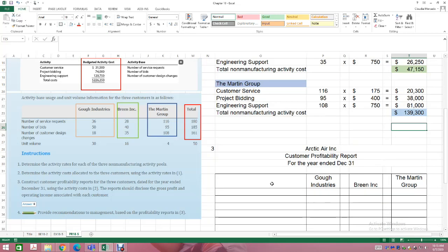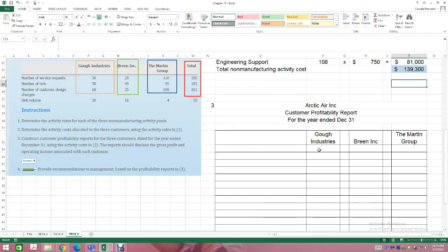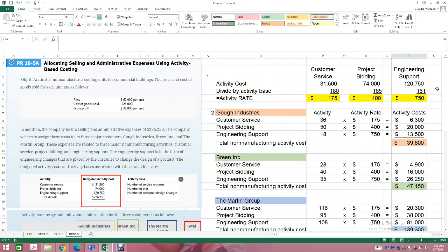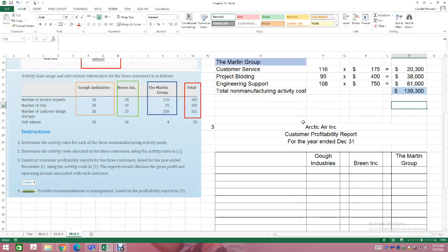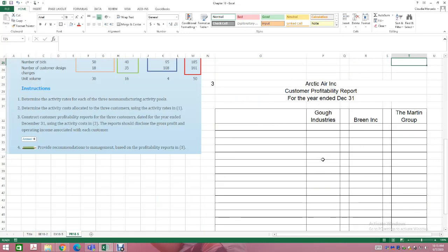Now requirement number 3, they're asking us to construct a customer profitability report for the 3 customers for the year ended December the 31st using the activity costs in number 2. So whatever you did in number 2 will be used in number 3. That's why in accounting you cannot make mistakes. Whatever you calculated in 1 was used in 2, and whatever we use in 2, we're going to use in 3. If any of these numbers are wrong, then everything else would be wrong.